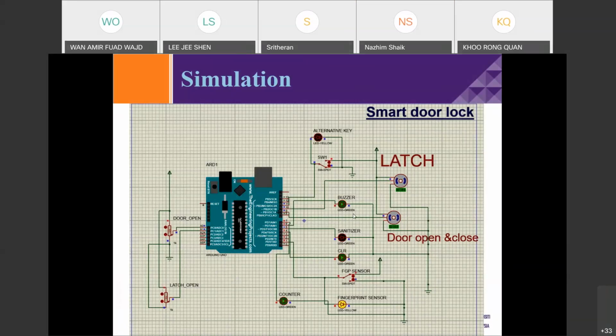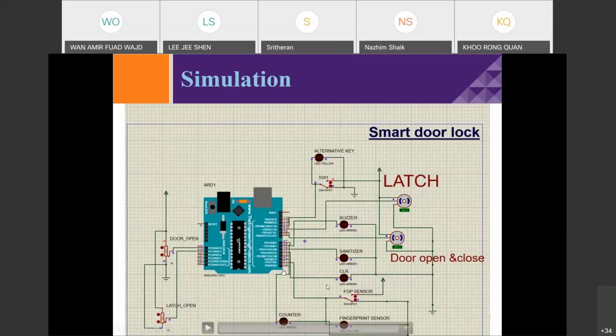We can see that the buzzer rings 5 seconds before the door closes. It's to notify the user that the door is going to close. And when the door closes, the latch will also close. So for the next one, I will call it manual operation.